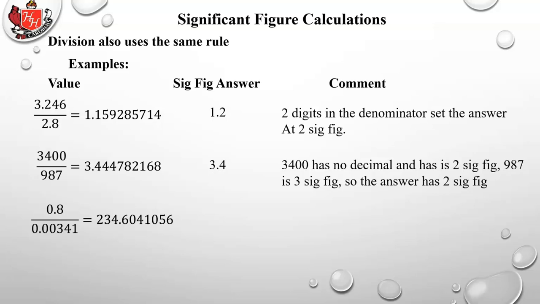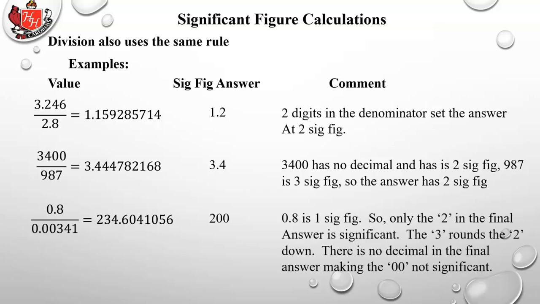Okay, how about this one? It's 200. 0.8 is 1 sig fig, so the answer can only have 1 sig fig, and that would be that leading 2. The 3 rounds the 2 down, so it stays at 2. In other words, it doesn't round up to 3. There is no decimal in the final answer, making the 00 not significant, okay? That's important. If you put a decimal after the 00, they would be significant. So it's 200.